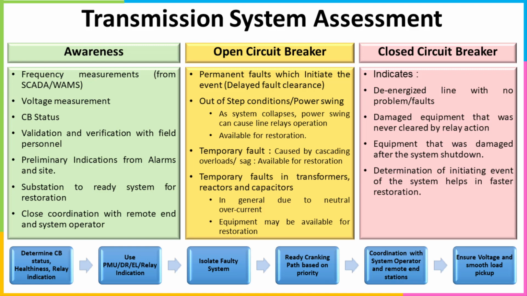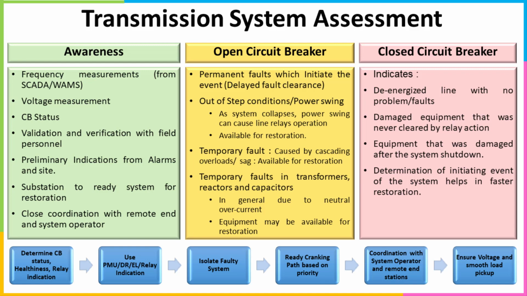And as soon as the system gets isolated, this thermal overload will disappear because the system now has zero power. So what can happen? The lines will cool down and this sag will further reduce, and you can take the line back into service. You also have to look not only at the transmission line, but also at the transformers, reactors, capacitor banks, and which equipment has operated on protection and which has not operated on protection.